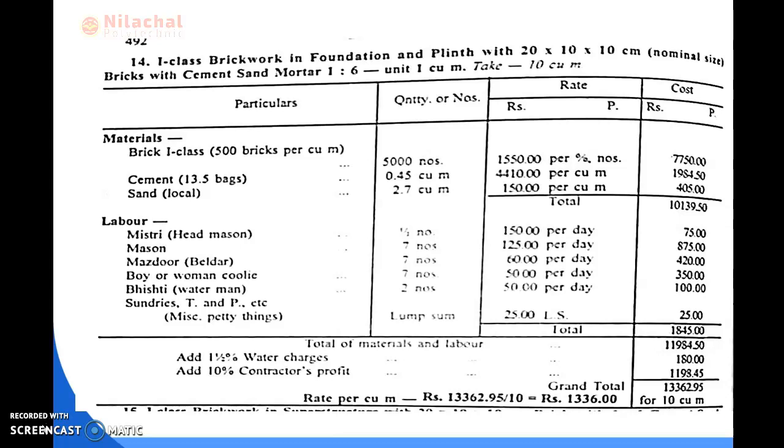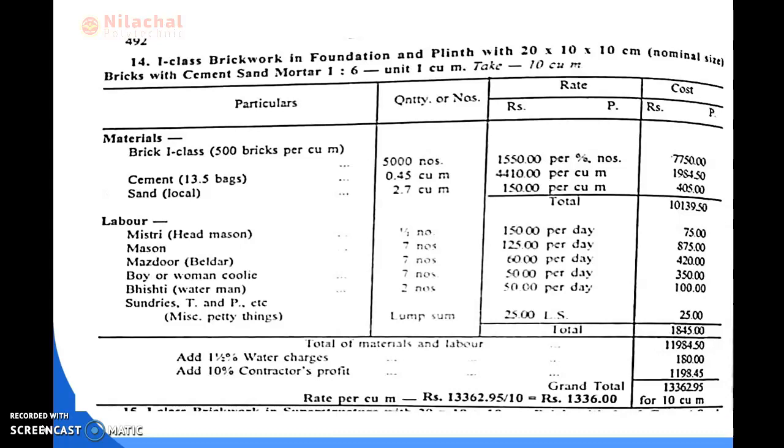The total value of material and labor we need to calculate. We already know the total value of material is equal to 10,139.50, and the total quantity of labor is equal to 1,845. Then the total of material and labor cost is equal to 10,139.50 plus 1,845, which is equal to 11,984.50.